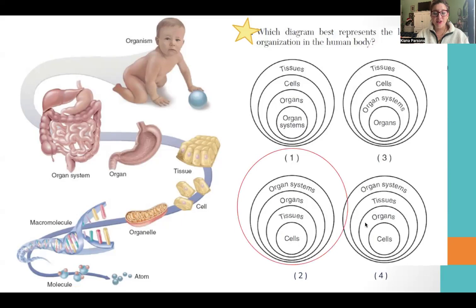All right, the answer is two. So cells are the smallest, followed by tissues, which are made up of cells. And this diagram helps illustrate it. Organs, which are made up of tissues, which are made up of cells. Organ systems, which are made up of organs, which are made up of tissues, which are made up of cells. And then if we labeled this outer circle here, what would we write in it? Organism, because the organism is made up of organ systems.